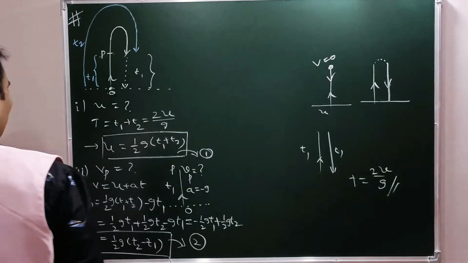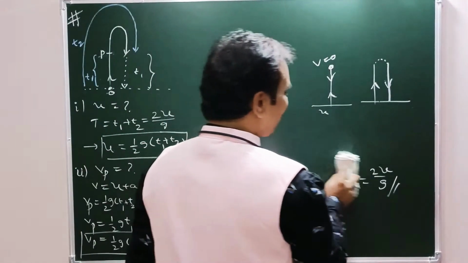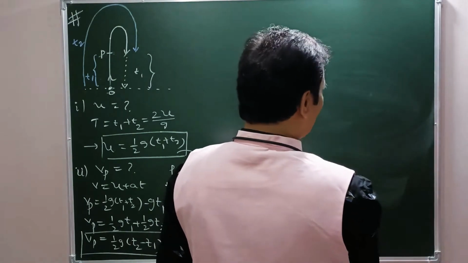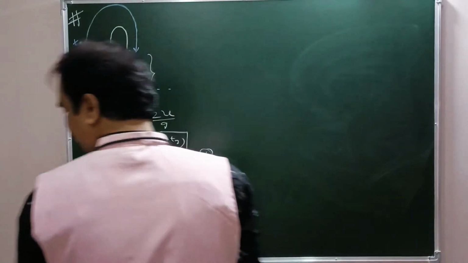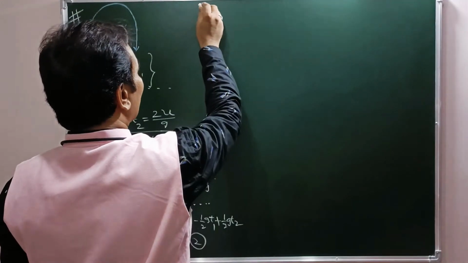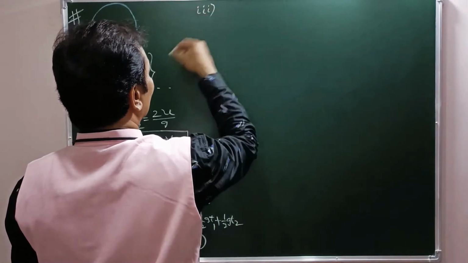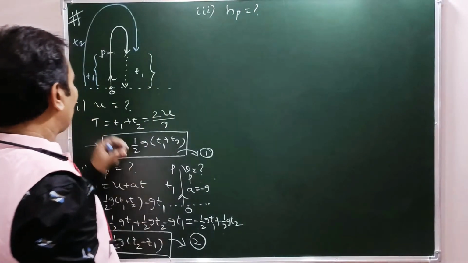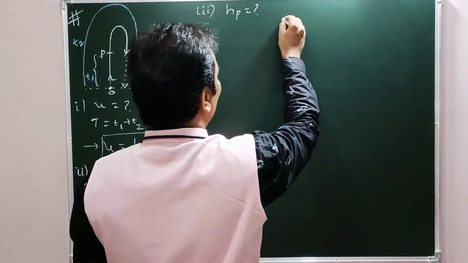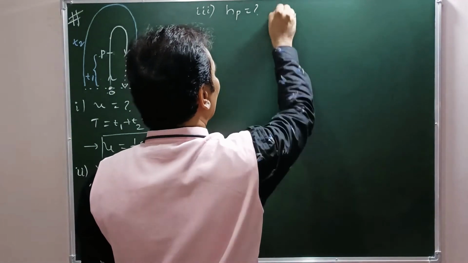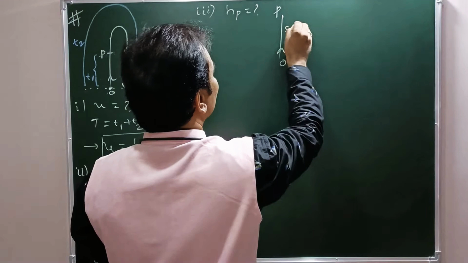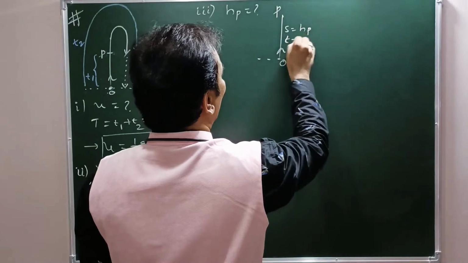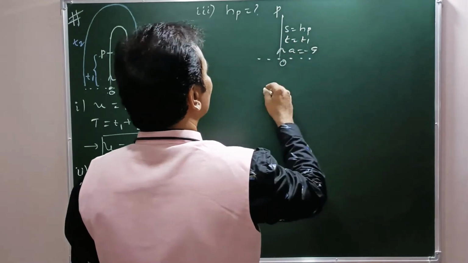Now coming to the third question. What is the third question here? It is the height of the point P from the ground. To find the height of point P from the ground, take segment OP. Here S equals HP, because this is our reference line. T equals T1, A equals minus g.